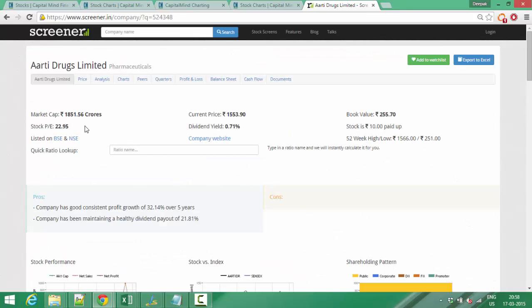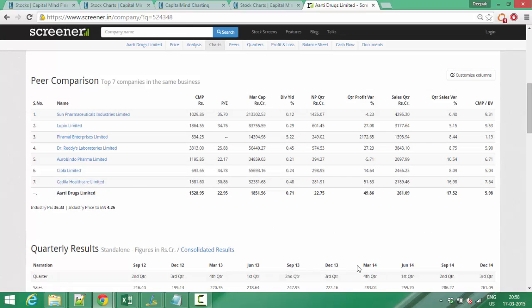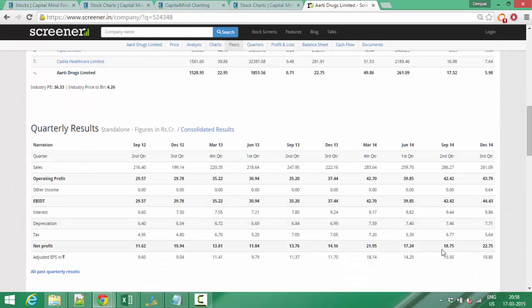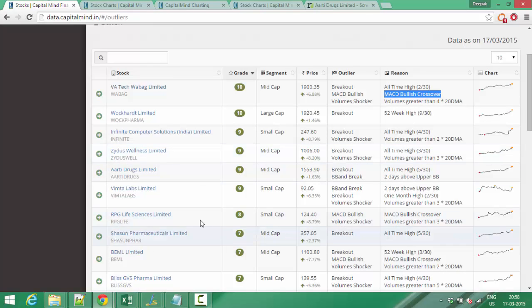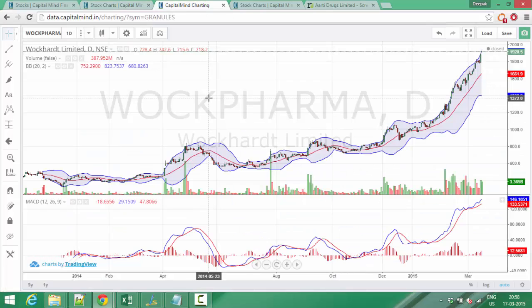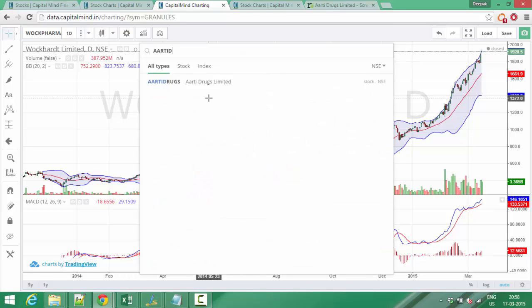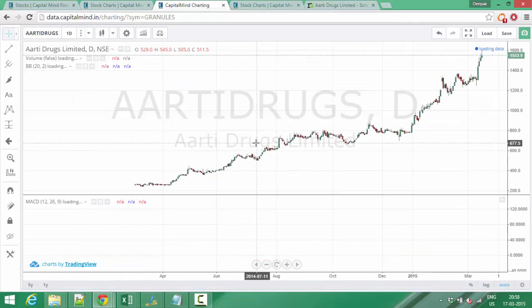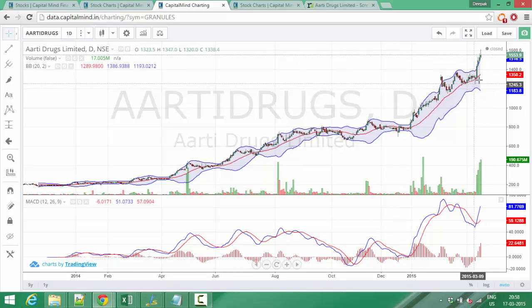We're seeing a 23 PE, 25% at least on EPS growth, and probably looking stronger. If you look at the last 4 quarters themselves, we've seen increasingly strong EPS growth. So Aarti Drugs remains a very good player. You could check the charts as well. Again, it's a very strong stock resting on the 20 DMA.